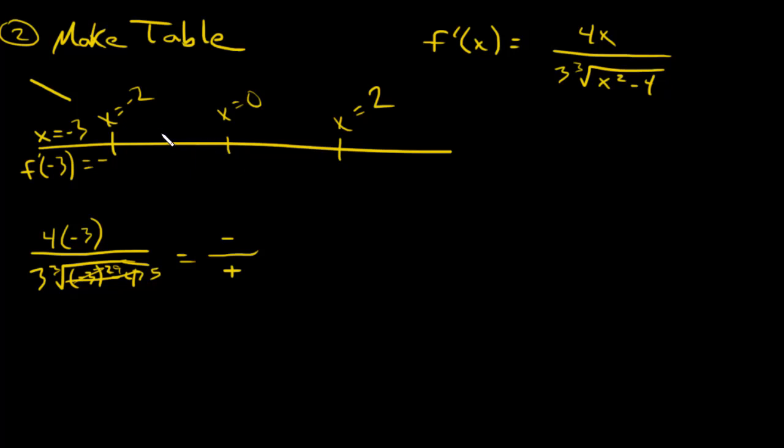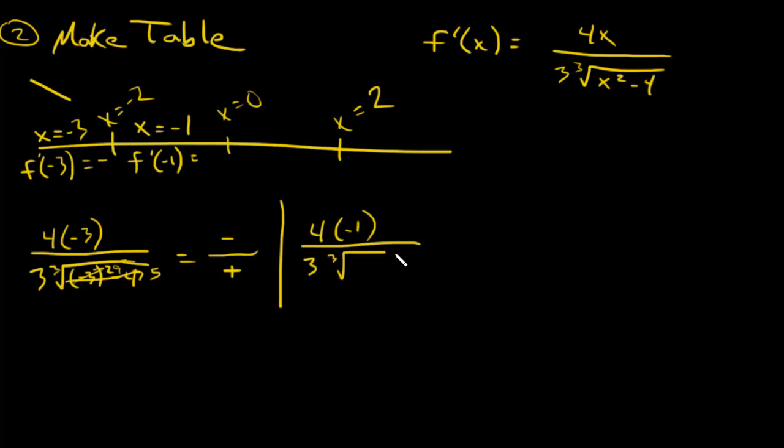Okay? Now a test value between -2 and 0. How about -1? I'll plug that into my f prime. So f prime of -1 is equal to 4 times -1 on top, and down here 3 times the cube root of -1 squared minus 4. So -1 squared is 1, minus 4 is -3. The cube root of -3 is going to be negative. 3 times a negative is a negative.